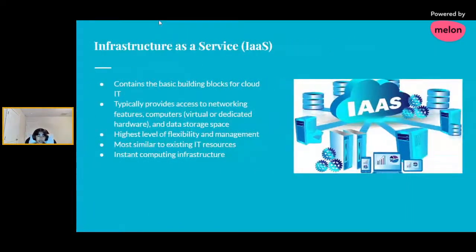To go into more detail on each of them, let's start on infrastructure as a service. So this one contains the basic building blocks for cloud IT, and it typically provides you access to networking features, computers, and data storage space. It has the highest level of both flexibility and management, and it's most similar to existing IT resources. It also offers instant computing infrastructure.